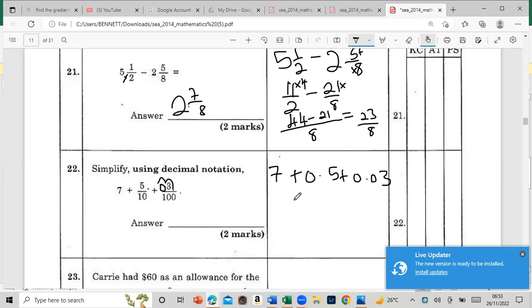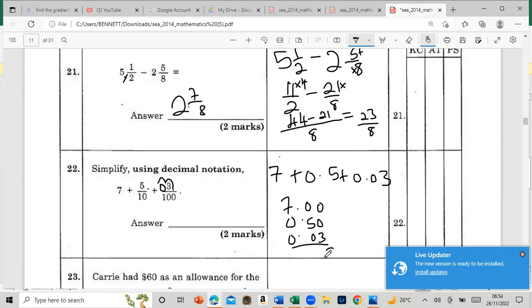I want to show this working because I know students will struggle with this. We put decimal point under decimal point. So we have 0.50 and then we have 0.03. Adding these, 3 and 5, it's 0.53, so the answer is 7.53. Very nice question.